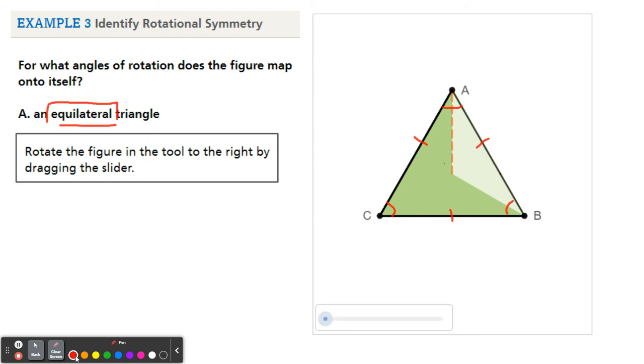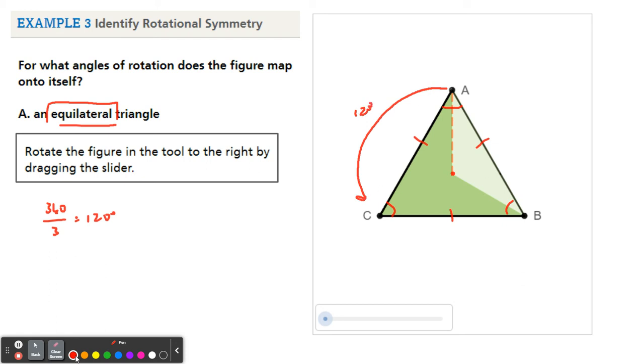Because it is a regular figure, we're going to use the center here, and we're going to take 360 and divide it by the number of vertices or number of sides it has, 3. And that's going to be 120. So this figure is going to have 120 degree rotational symmetry. If I go counterclockwise from A, 120, that A is going to land on C. A would be on C, C would be on B, B would be on A.